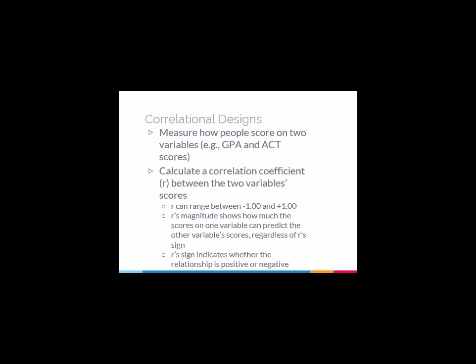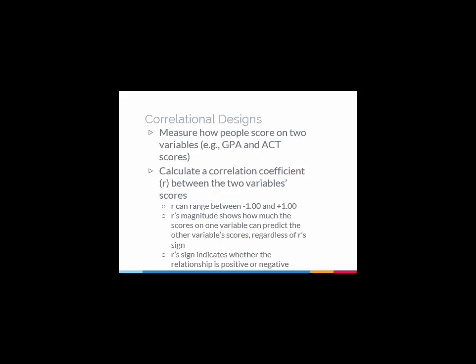If it's a positive relationship, this means that both variables move in the same direction. For example, as GPA increases, ACT scores also tend to increase. Or, as GPA scores decrease, ACT scores also tend to decrease. If the relationship is negative, this indicates that the two variables move in different directions. An example of a negative correlation might be the relationship between class absences and grade in the course. As class absences increase, grade in the course tends to decrease.